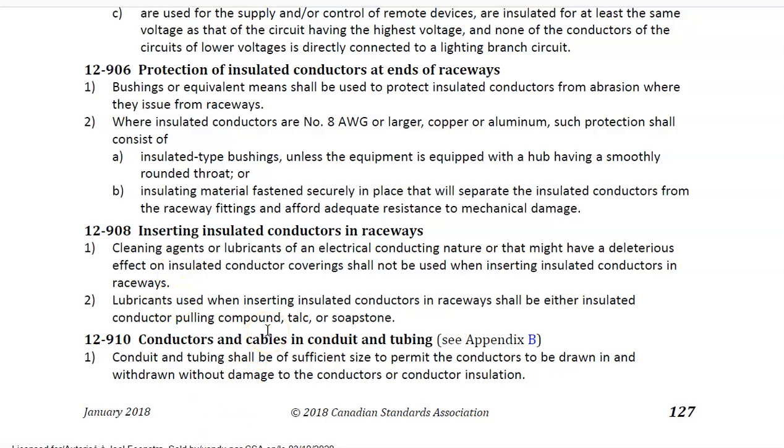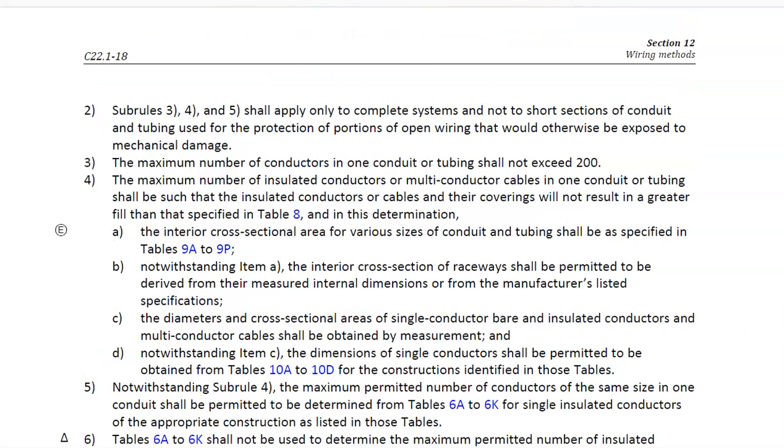12,910, conductors and cables in conduit and tubing. First rule says the conduit tubing has to be sufficiently sized to permit the conductors to be drawn in and withdrawn, taken out, without damage to the conductors or to the conductor insulation itself. And then sub-rules 3, 4, and 5 only apply to complete systems where it goes from box, raceway to another box, and not to short sections of conduit tubing used for the protection of open wiring.